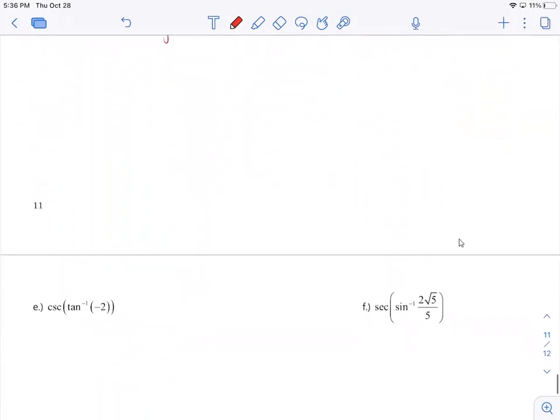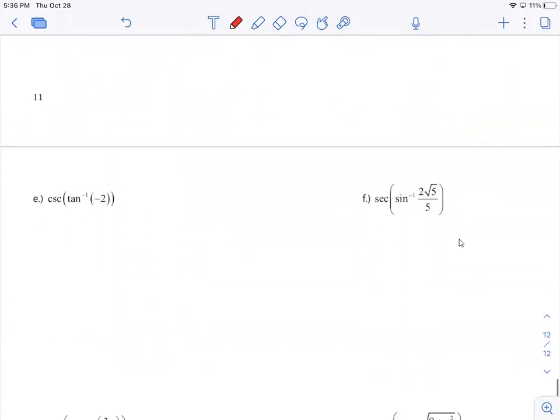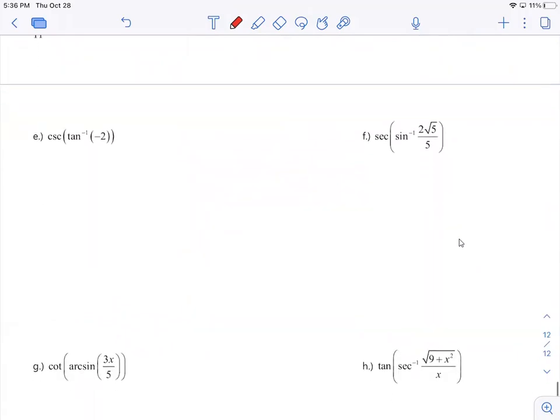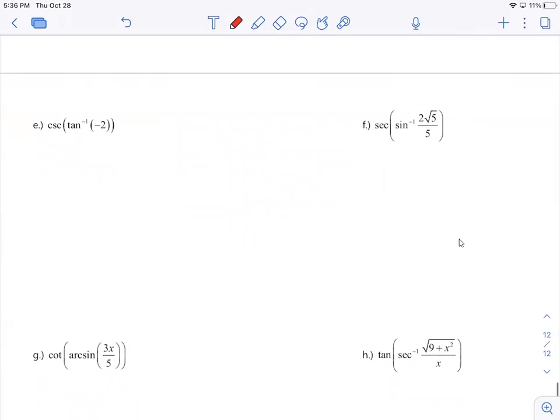All right, a couple more. Okay, so this one, E. Now I'm introducing good old cosecant. That's fun. Well, this is cosecant composed with inverse tangent of -2.